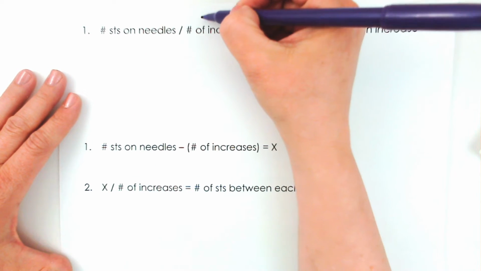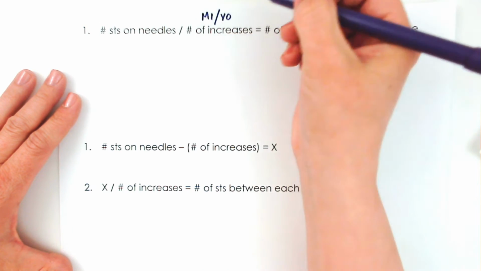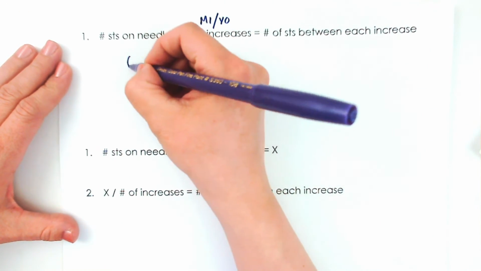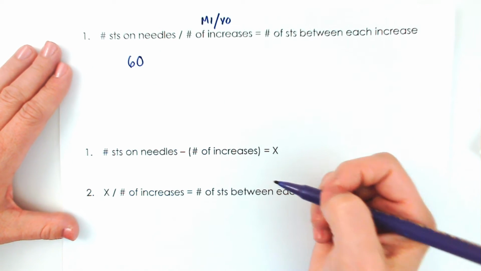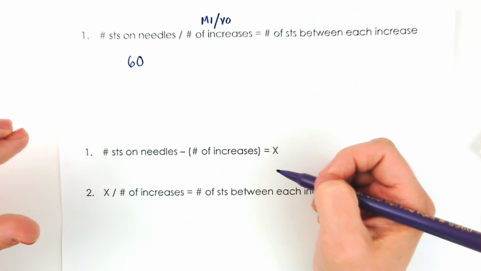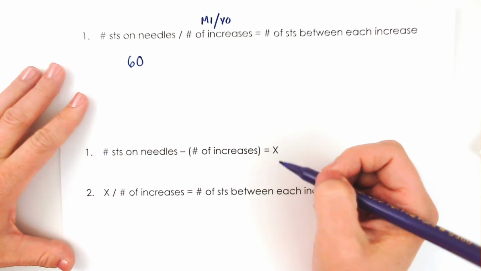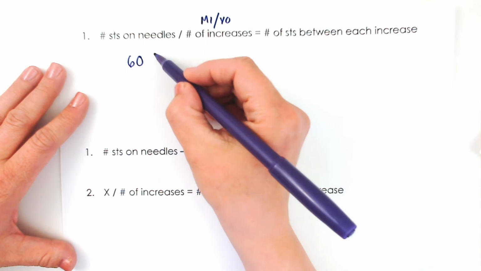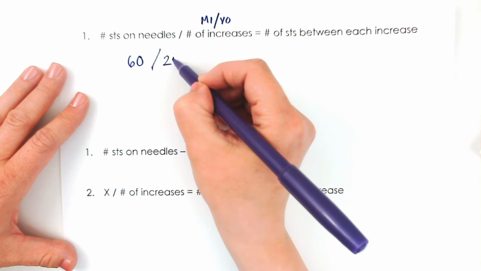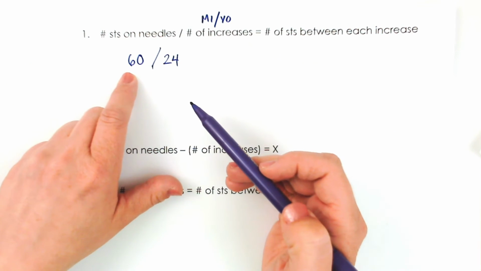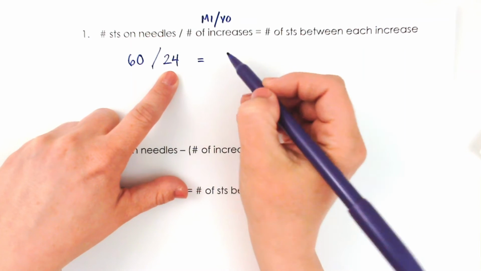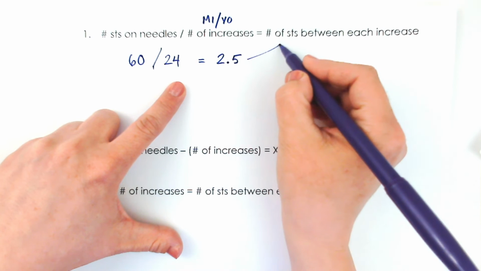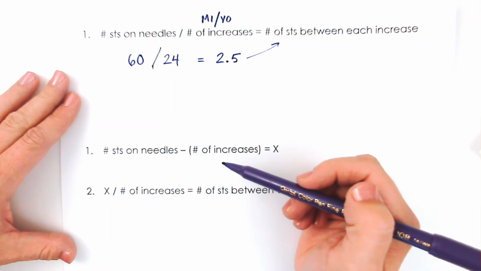So let's start again with our make one yarn over equation. And in this case, let's say we're starting with 60 stitches and the pattern is asking us to increase to 84. So to get to 84 from 60 means we have to do 24 increases. So 60 divided by 24 equals 2.5 stitches between each increase.